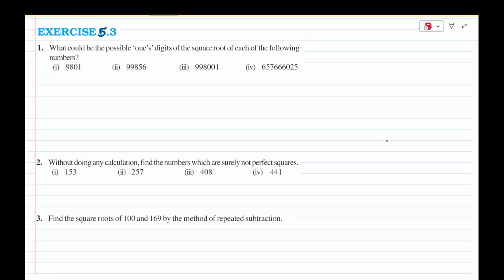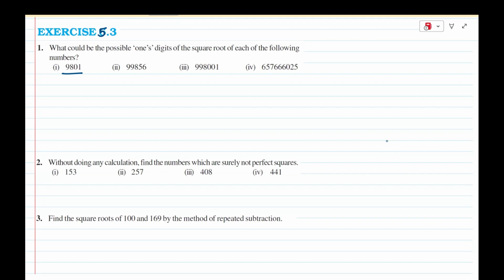Exercise 5.3, first question. It says, what could be the possible ones digit of the square root of the following number? It means when I find the square root of this number, what will be the ones digit? Ones digit means the last digit in the square root of 9801. For that, you need not find the exact square root.